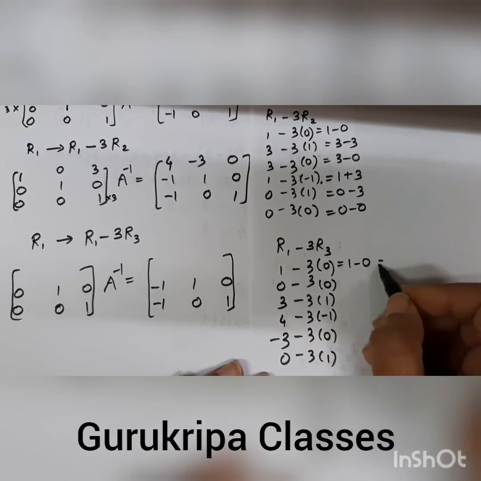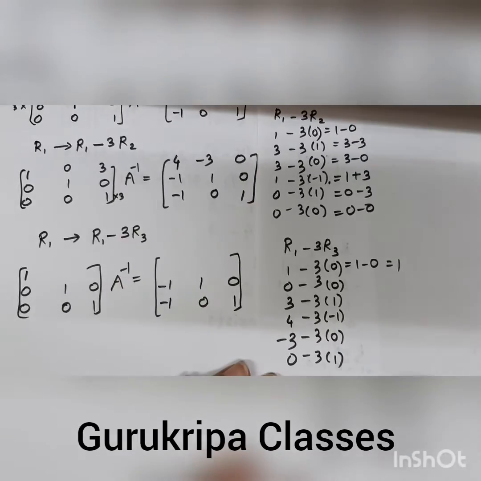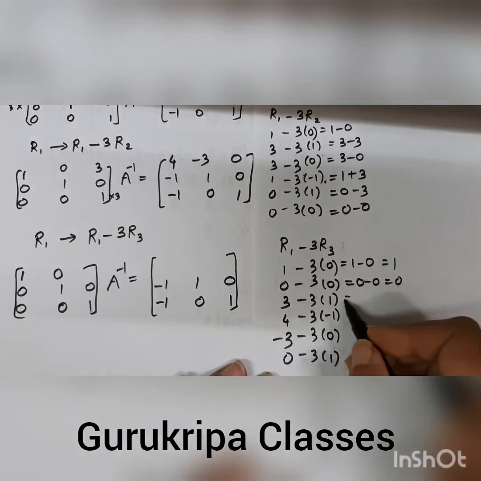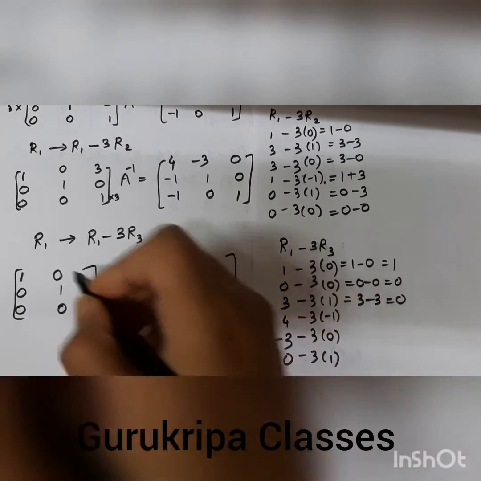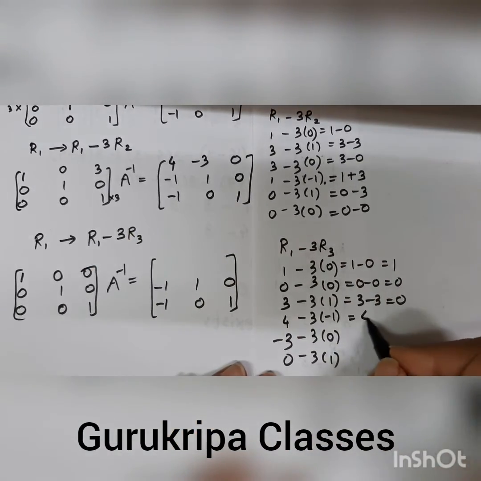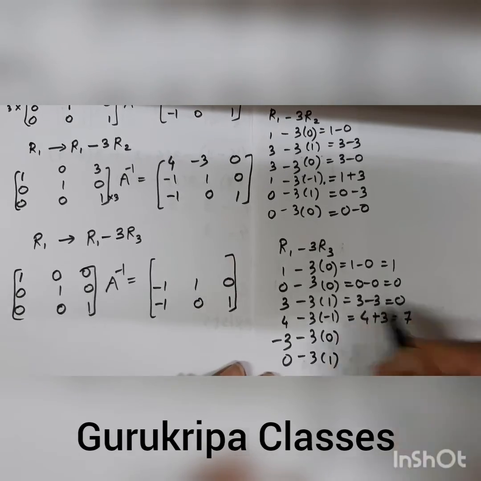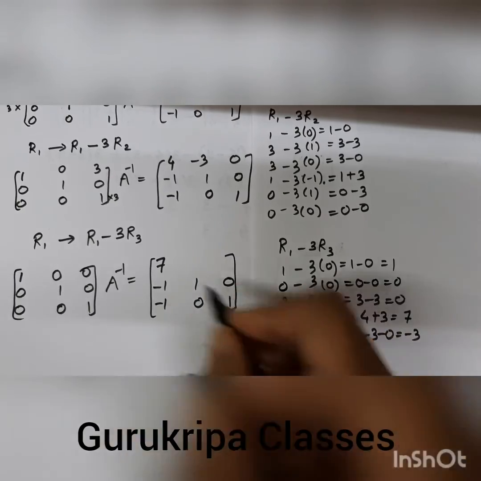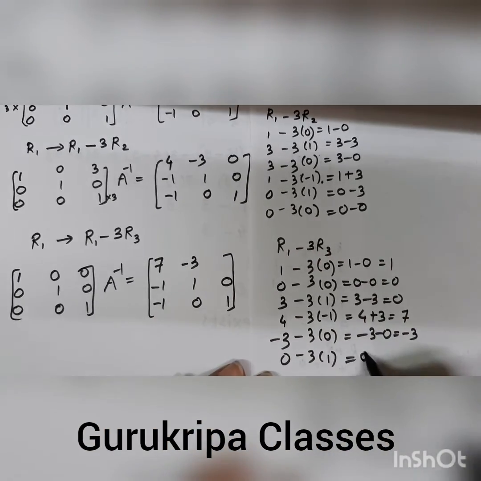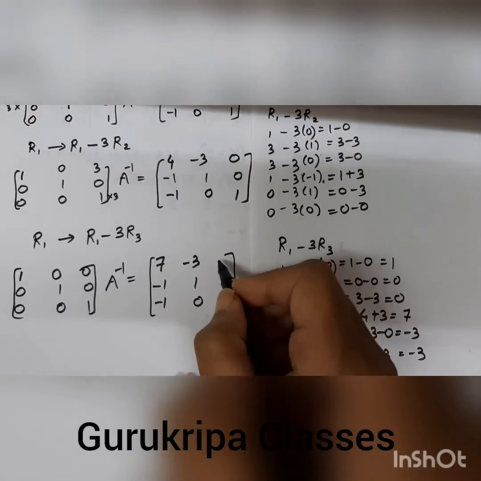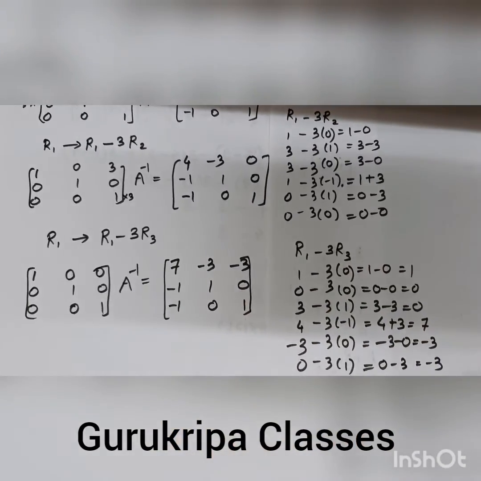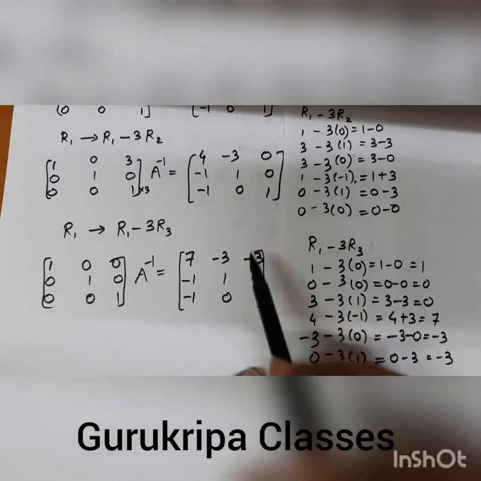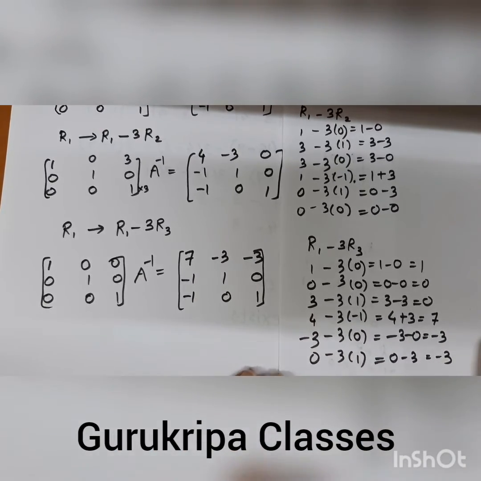So I am writing here R1 minus 3R3. 1 minus 0, 1. Then 0 minus 0, 0. 3 minus 3, 0. 4 minus minus, plus 3, 7. Minus 3 minus 0 is minus 3. 0 minus 3, that is minus 3. So see, this element is getting 0, which means your operation is successful. So R1 minus 3R3, I am writing this operation, and we have done this operation.